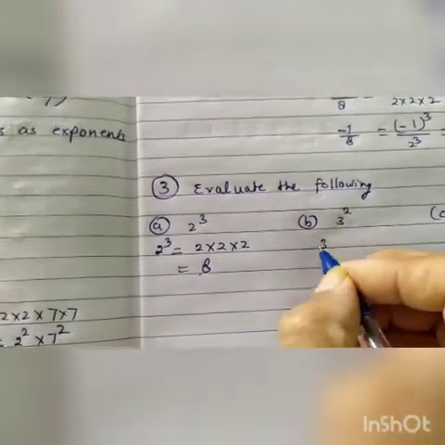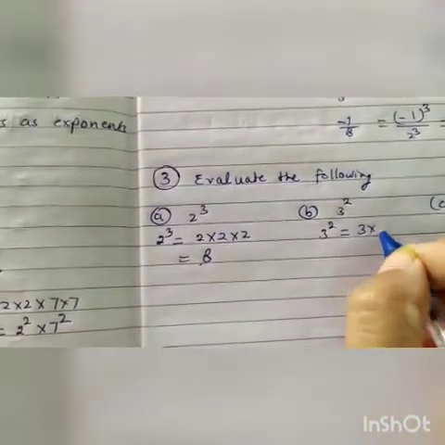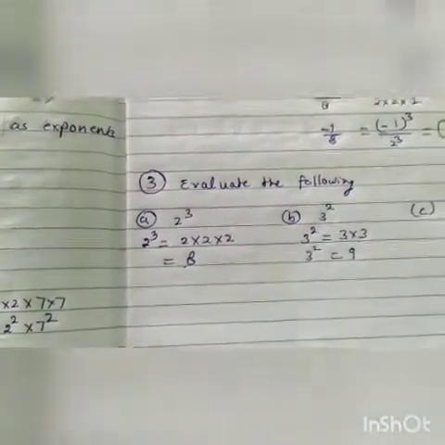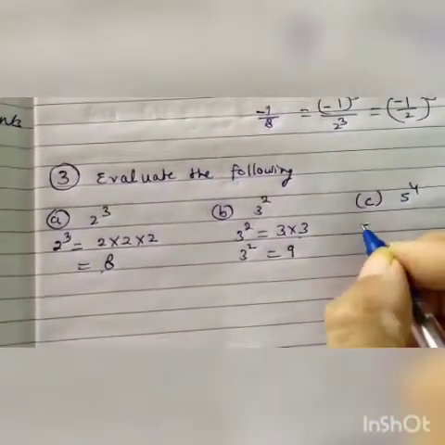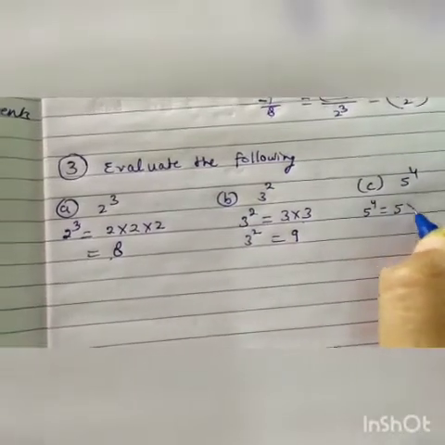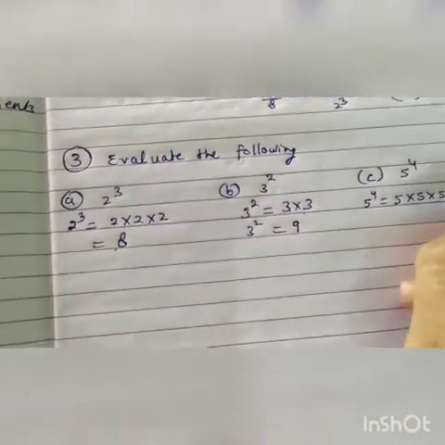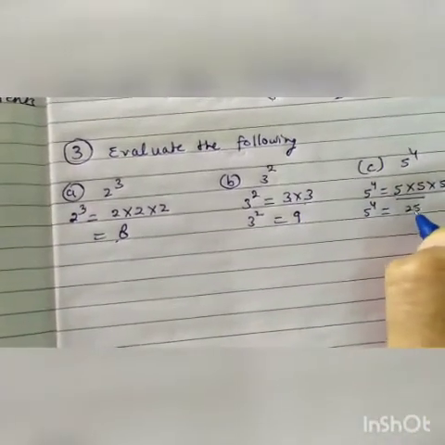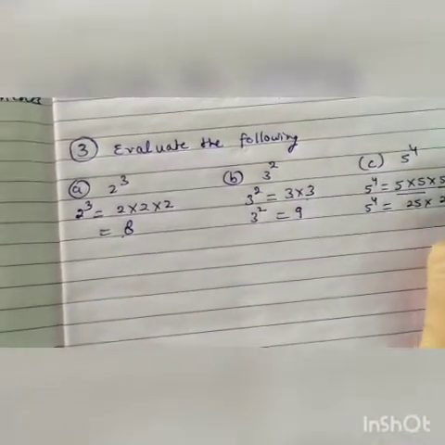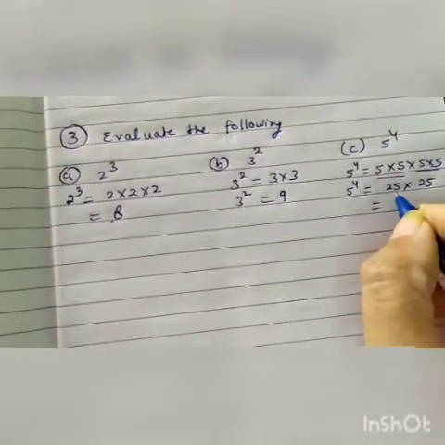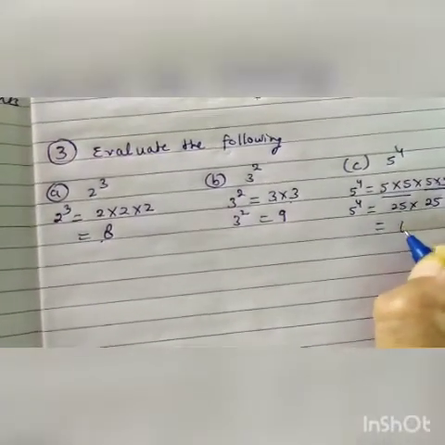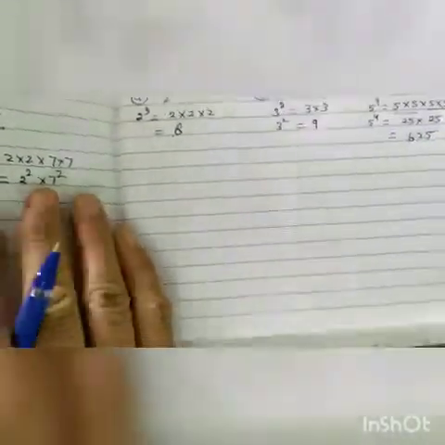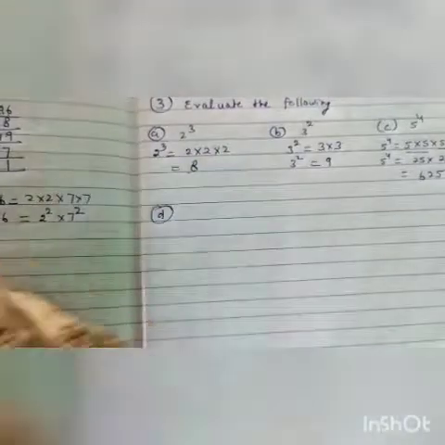In the same way, 3 power 2 is equal to 3 into 3, 3 3 ja 9. Then 5 power 4. 5 power 4 means 5 into 5 into 5 into 5. 5 power 4 is 5 5 ja 25 into 5 5 ja 25. When we multiply 25 by 25, then we will get 625. Now come to its D part.